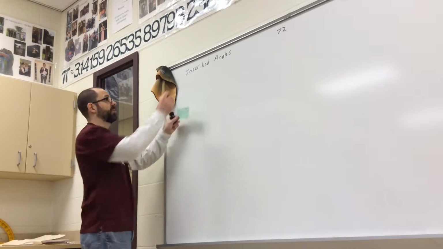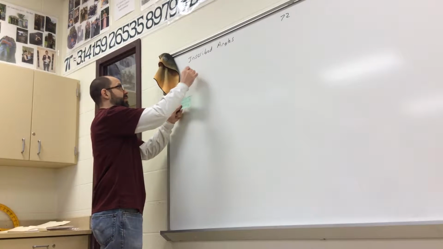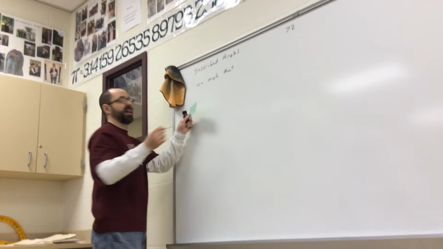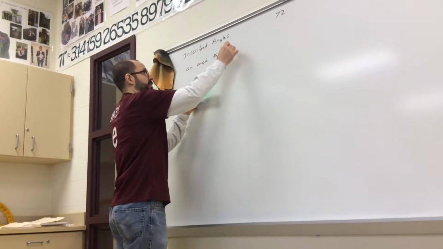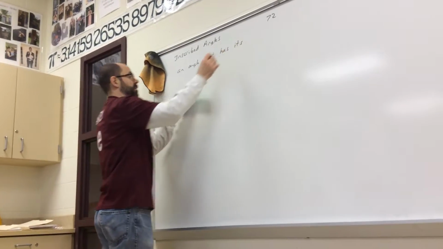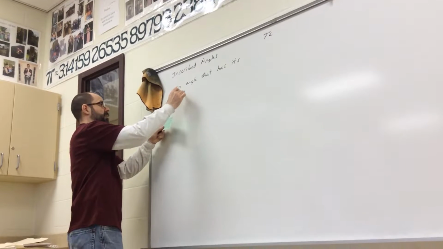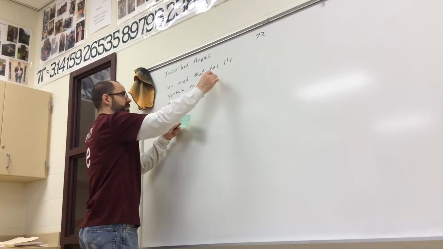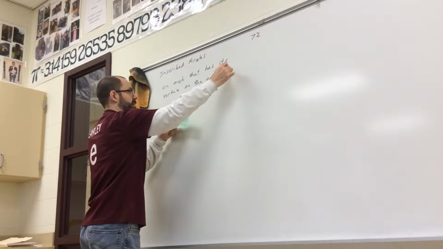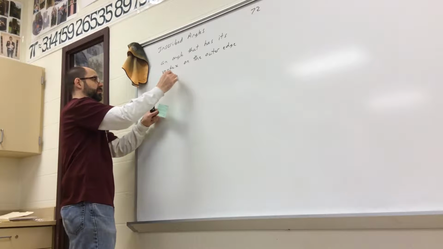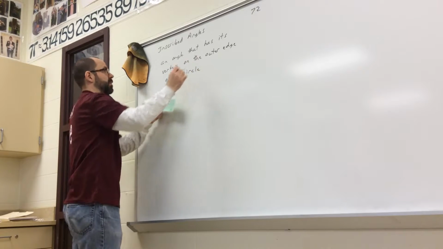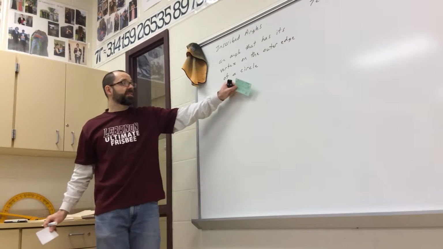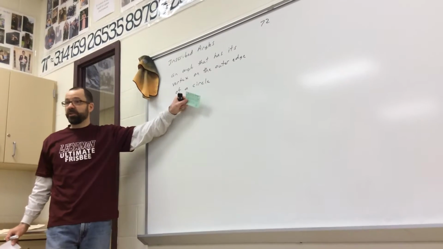And an inscribed angle is an angle that has its vertex on the outer edge of the circle. An angle that has its vertex on the outer edge of a circle.